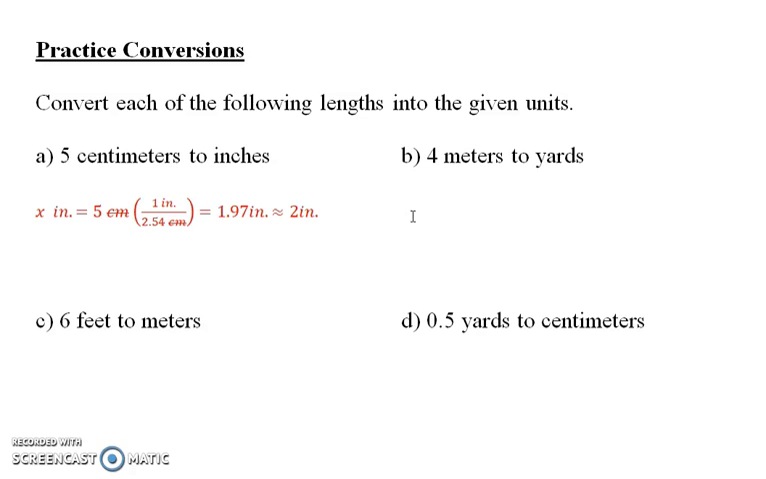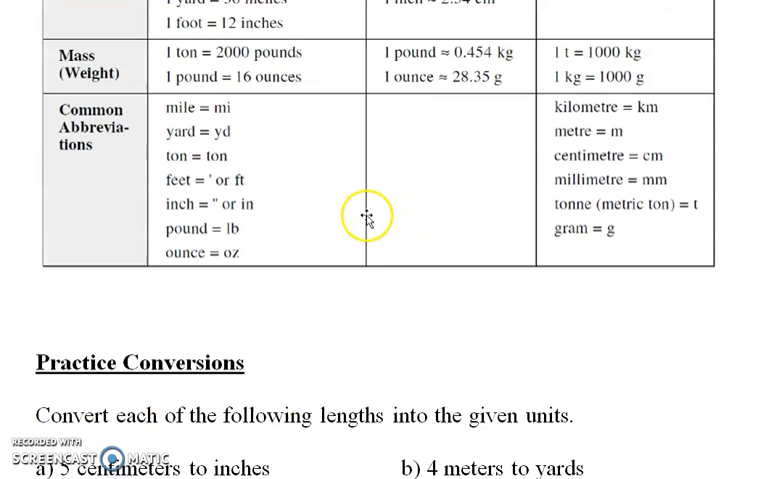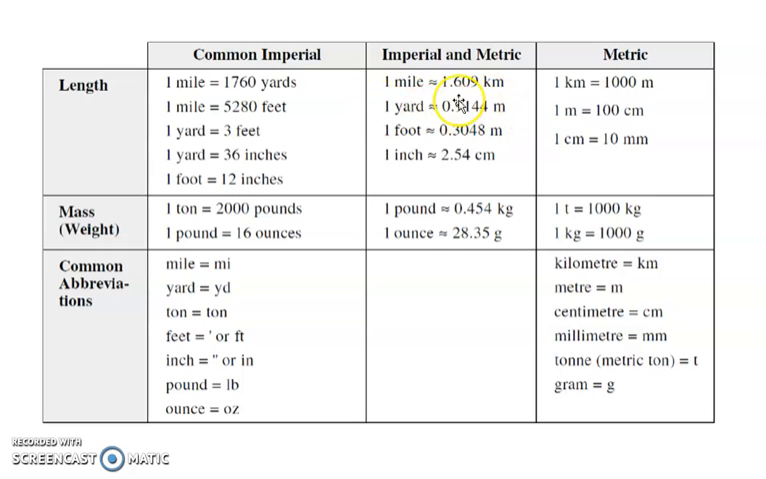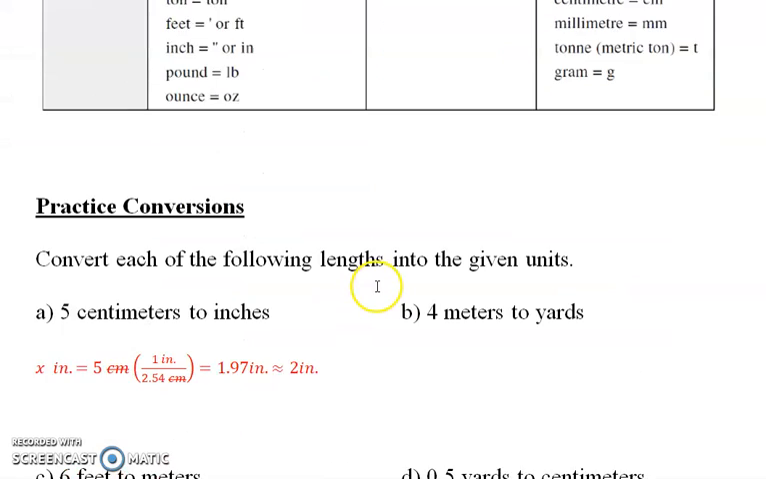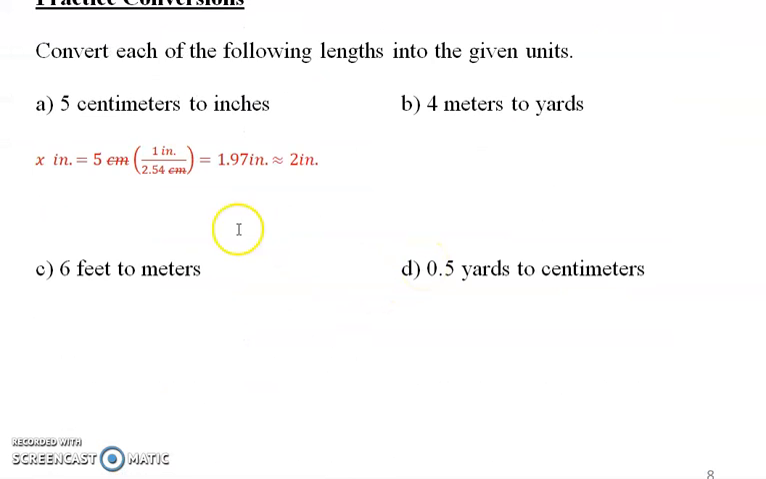Next conversion we have 4 meters to yards. So we look at our chart. Is there any meters to yards? And there it is. 1 yard is approximately equal to 0.9144 meters. Then we'll go back and start it off the same way. We say X yards. We're looking for yards. X yards is equal to 4 meters. The abbreviation for meters is just m, and miles is mi. So just be careful there.